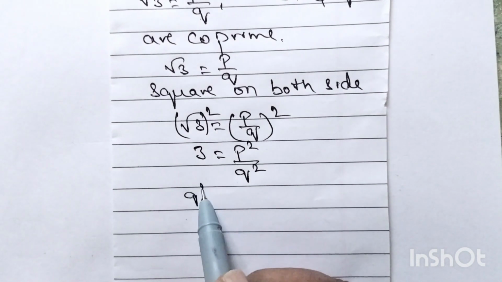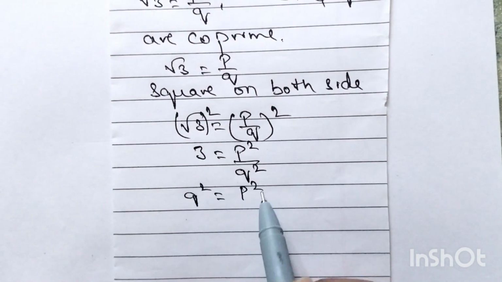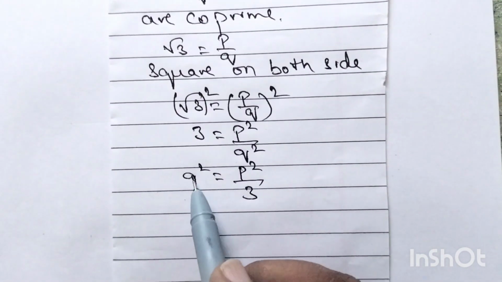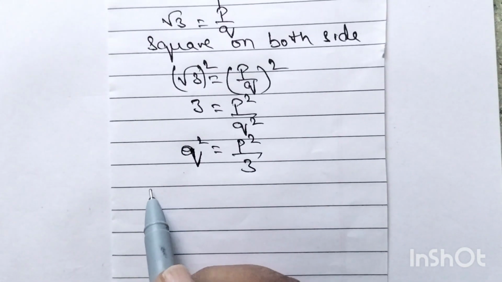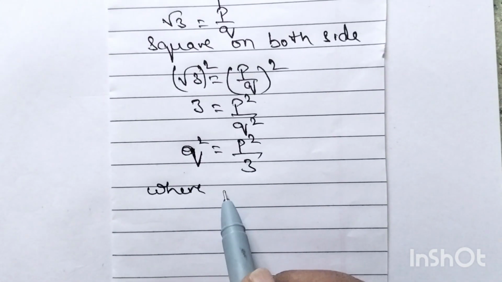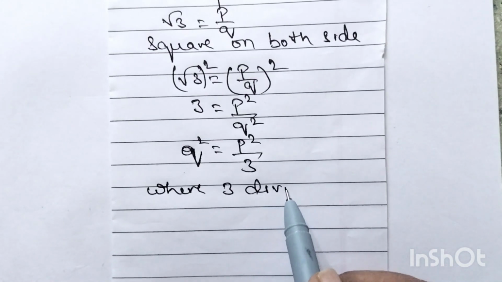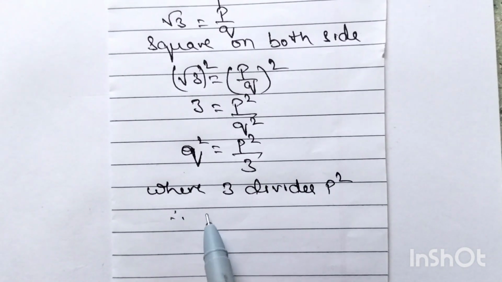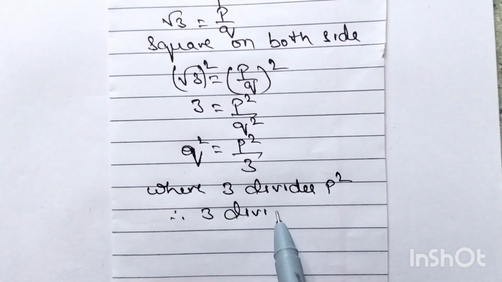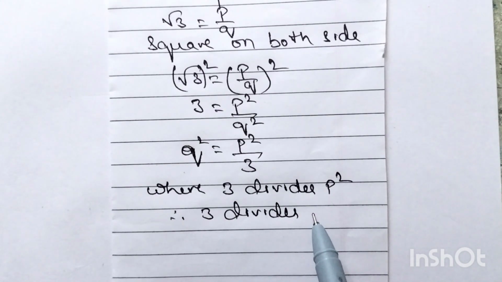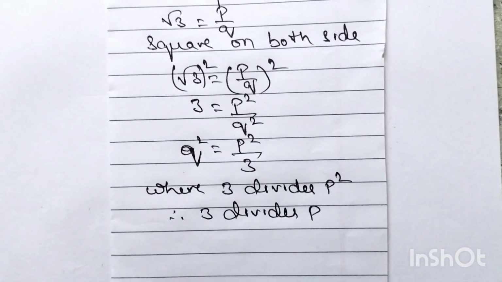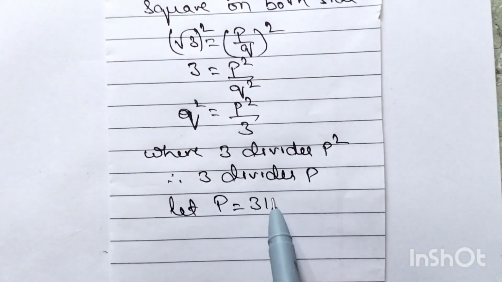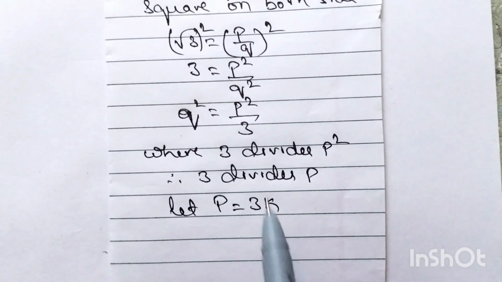Now q square is equal to p square divided by 3. So I shift 3 downwards. So q square is equal to p square by 3, where 3 divides p square, therefore 3 divides p. 3 divides p square, which means 3 divides p also. Okay, next let us continue with this. Let p is equal to 3k. Let p is equal to 3k.